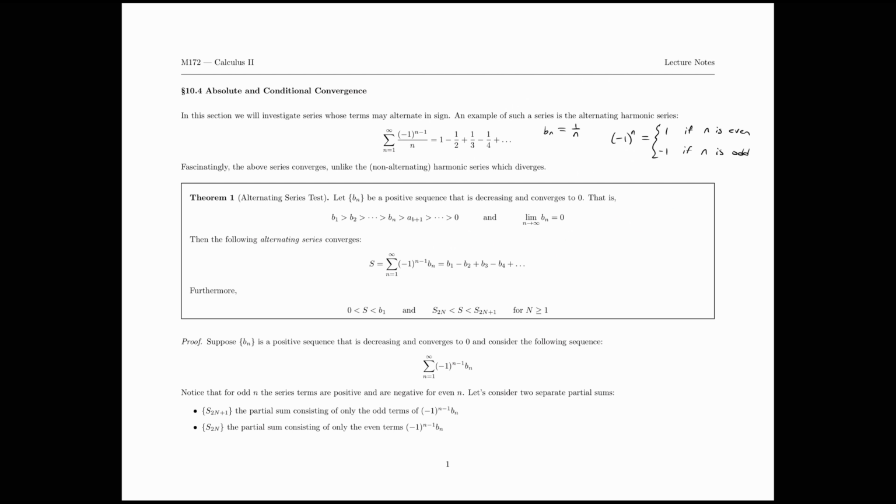Okay. So for this theorem, we need to have a sequence that is decreasing and converges to 0, a positive sequence that does so. Quick little note here, if we take a look at this, we actually have a little typo here. This should be b sub n plus 1.